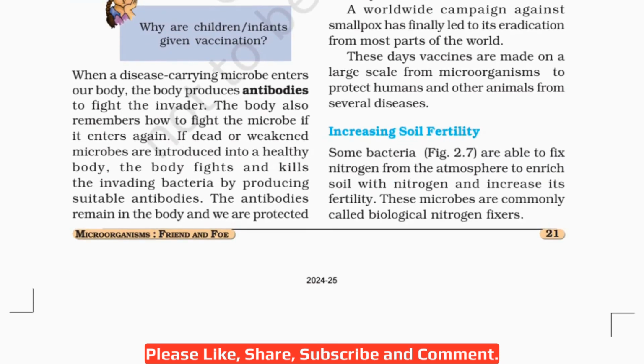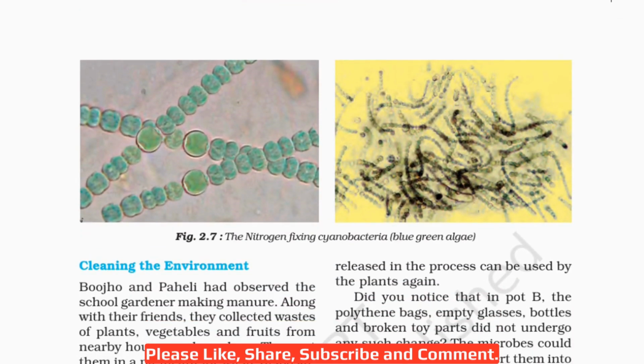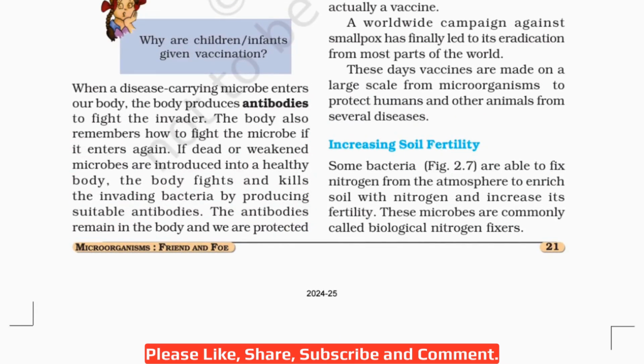Now another use of microorganisms: increasing soil fertility. Some bacteria, see figure 2.7. Both of these are nitrogen-fixing cyanobacteria, blue-green algae. I've already told you about the blue-green algae. Blue-green algae fixes the nitrogen gas of the atmosphere, and then it increases the soil fertility. It is very useful for agriculture, for farmers.